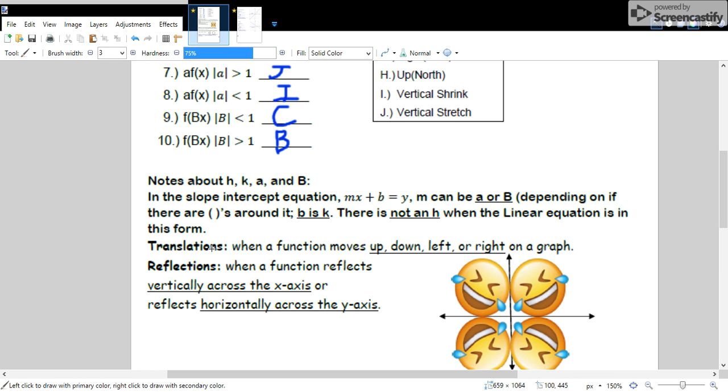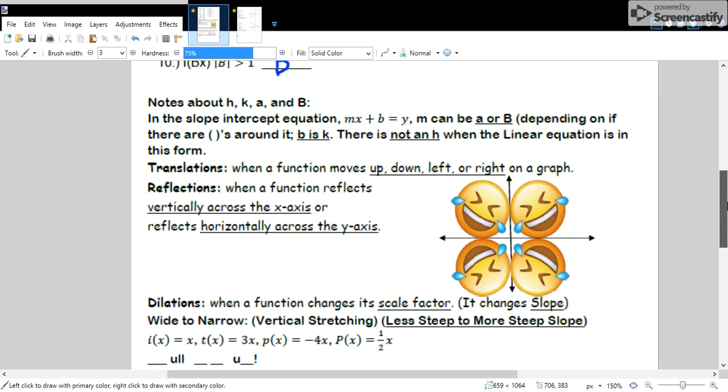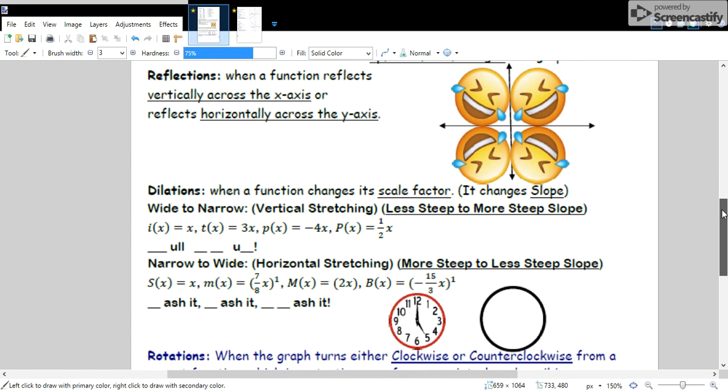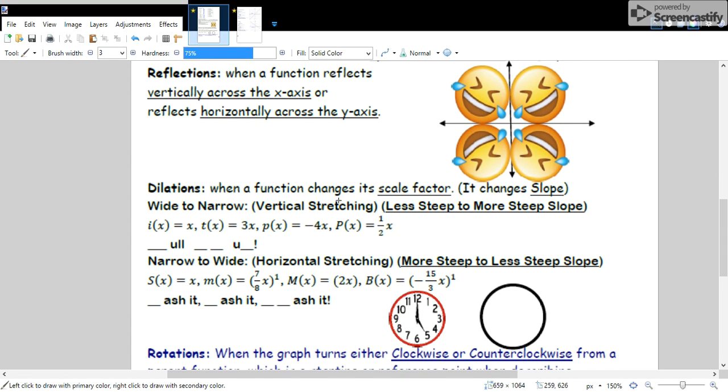So for translations, that's when a function moves up, down, left, or right on a graph. Reflections are when a function reflects vertically across the x-axis or reflects horizontally across the y-axis. Dilations is when a function changes its scale factor. It changes its slope.